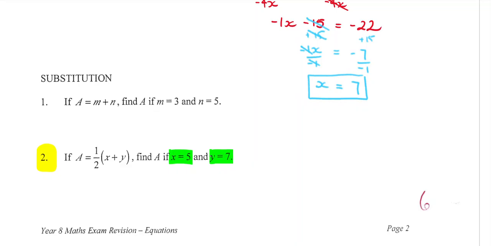So those numbers are going to replace the letters in the formula. So the first thing you should do is rewrite it. A equals half bracket. And now the x and the y I'm going to replace with the numbers. So x was 5 plus y was 7, close bracket. And then I don't need to do order operations. You can just type that into your calculator.